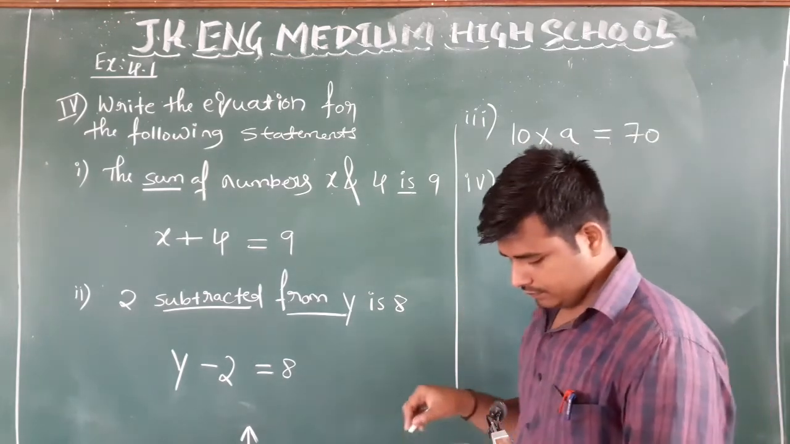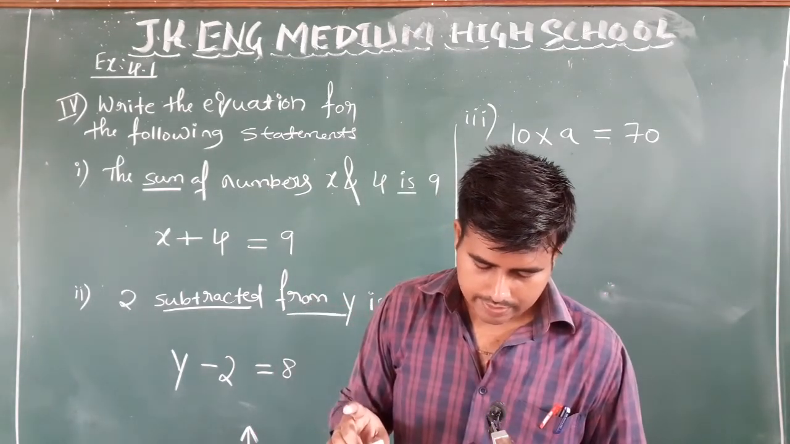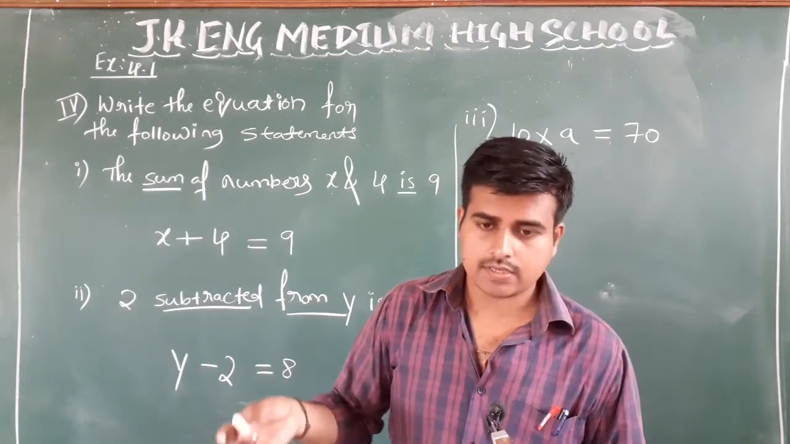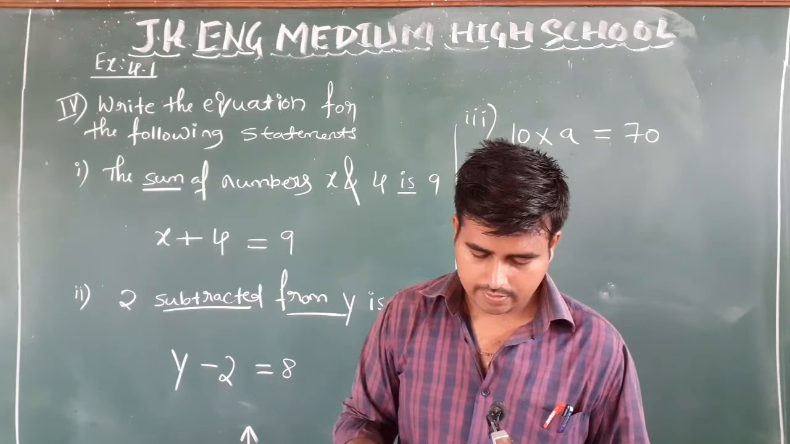Fourth one. The number B divided by 5 gives 6. The number B divided by 5 gives 6.